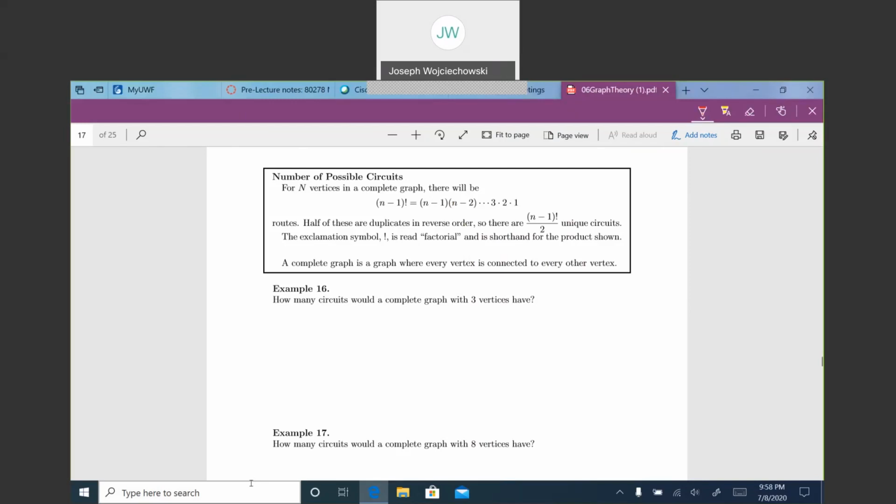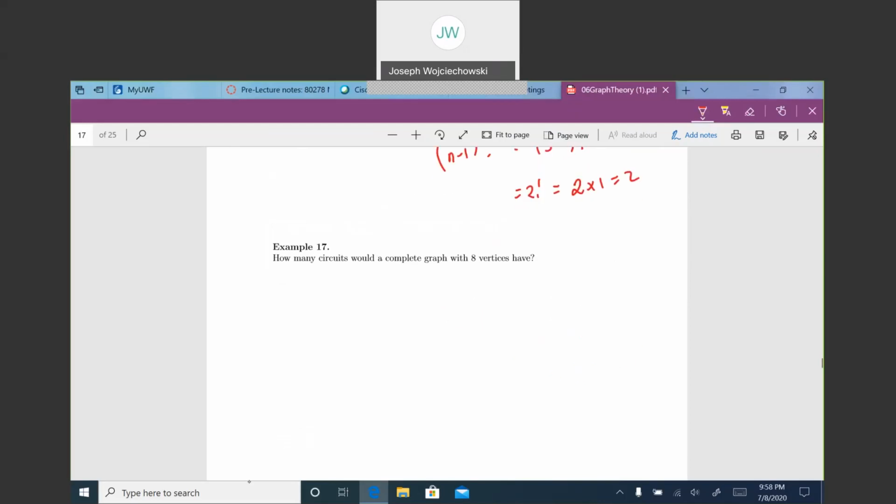A complete graph is a graph where every vertex is connected to every other vertex. So if we have a graph with 3 vertices, how many circuits would a complete graph with 3 vertices have? Well, (n minus 1) factorial, where n is 3, is 2 factorial, which is simply 2 times 1, or 2. Okay, what about how many circuits would a complete graph with 8 vertices have? That would be 8 minus 1 factorial, which is 7 factorial.